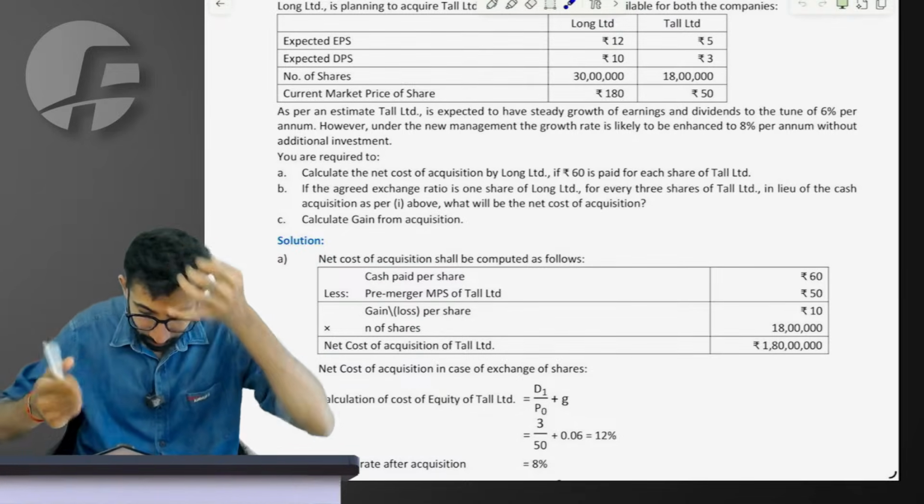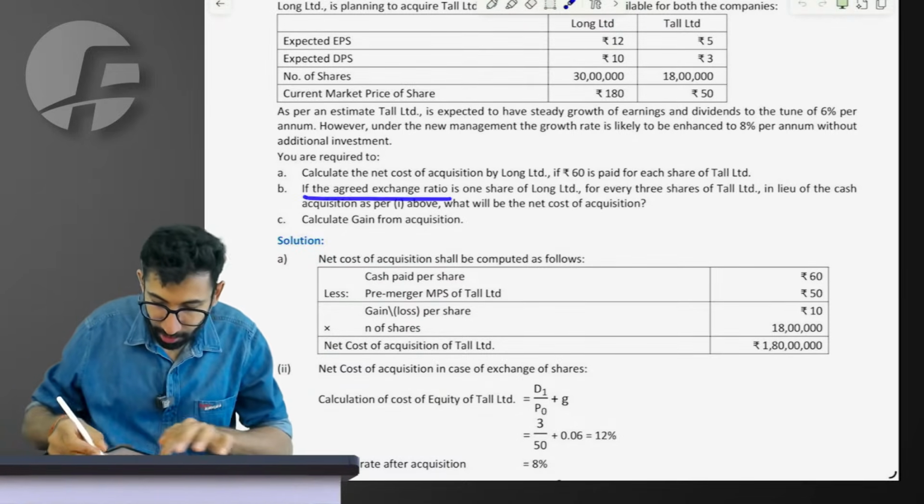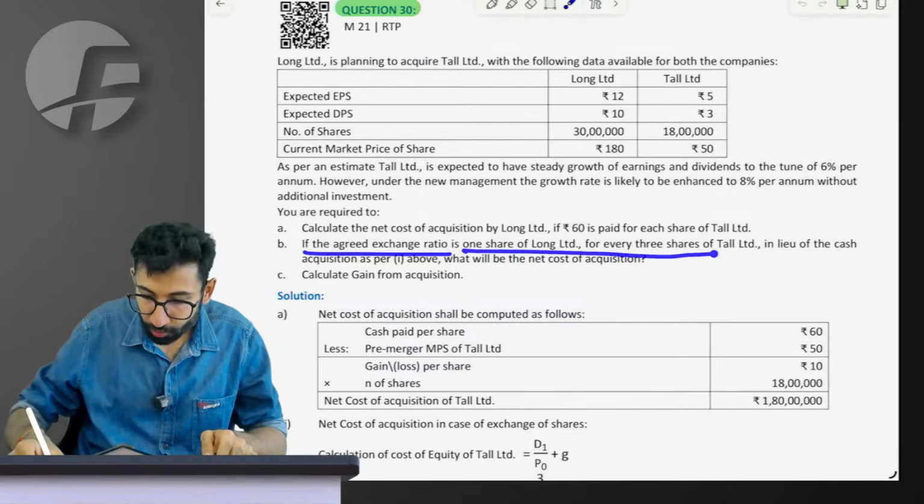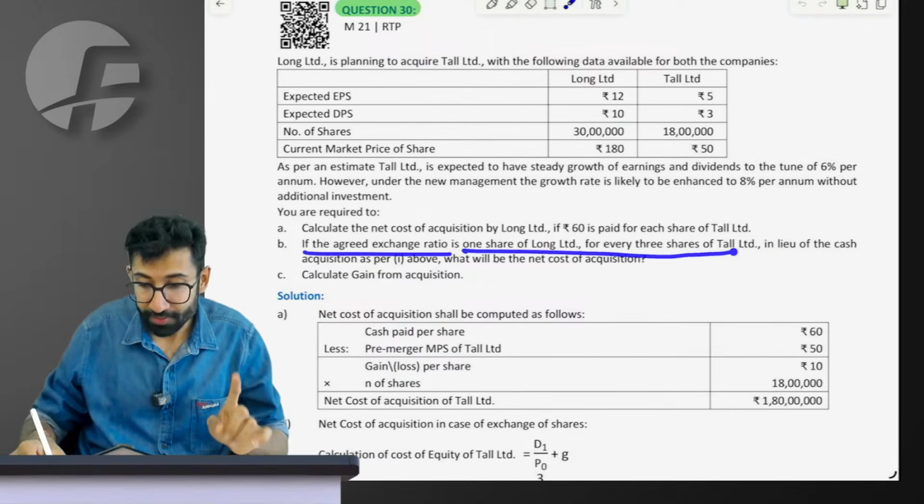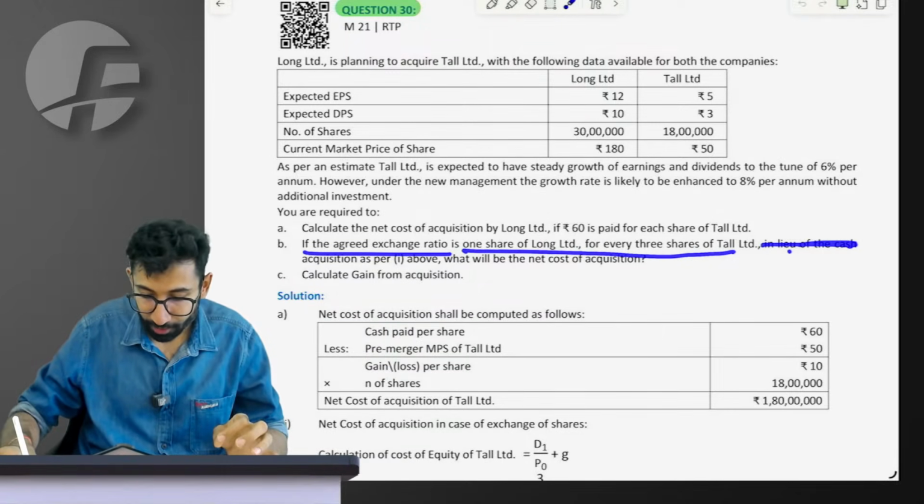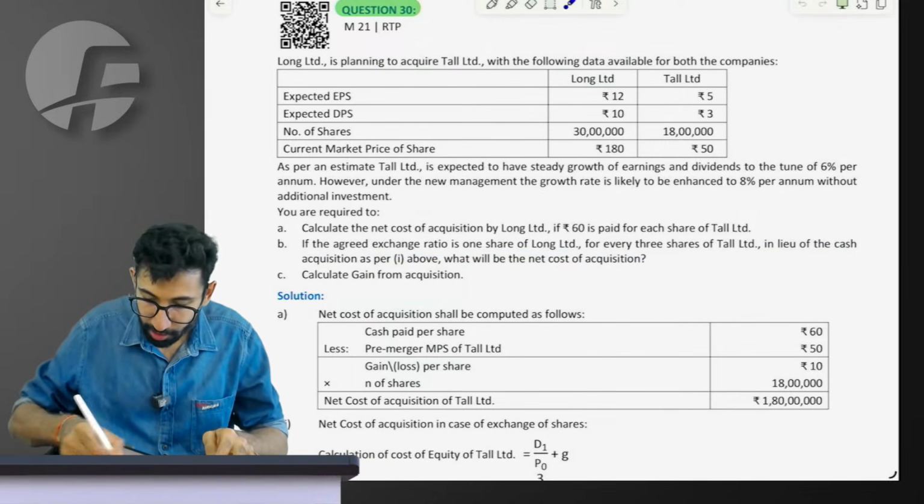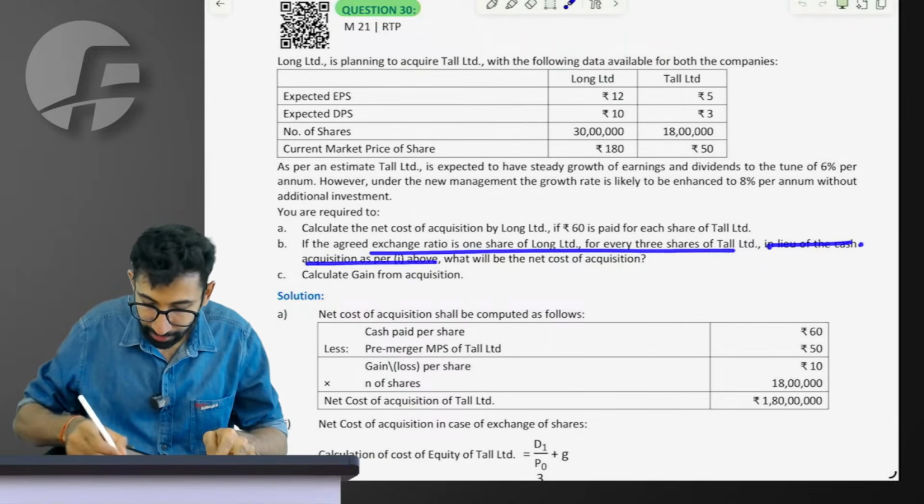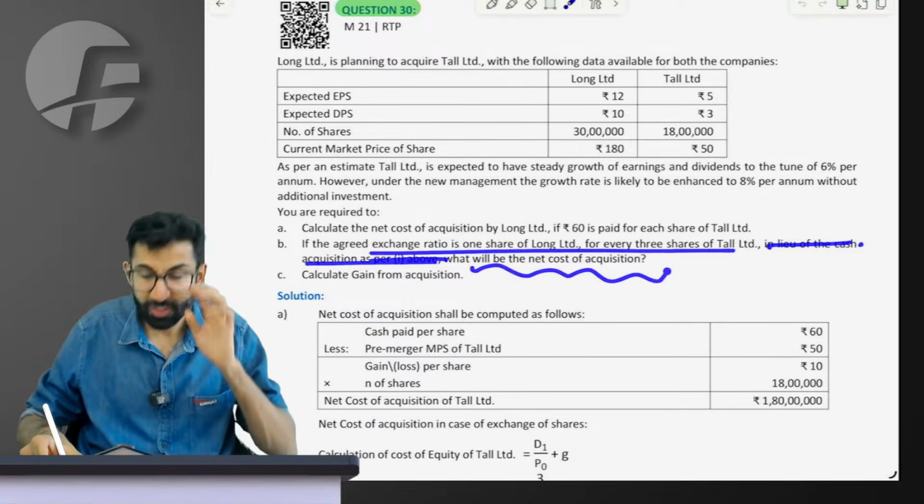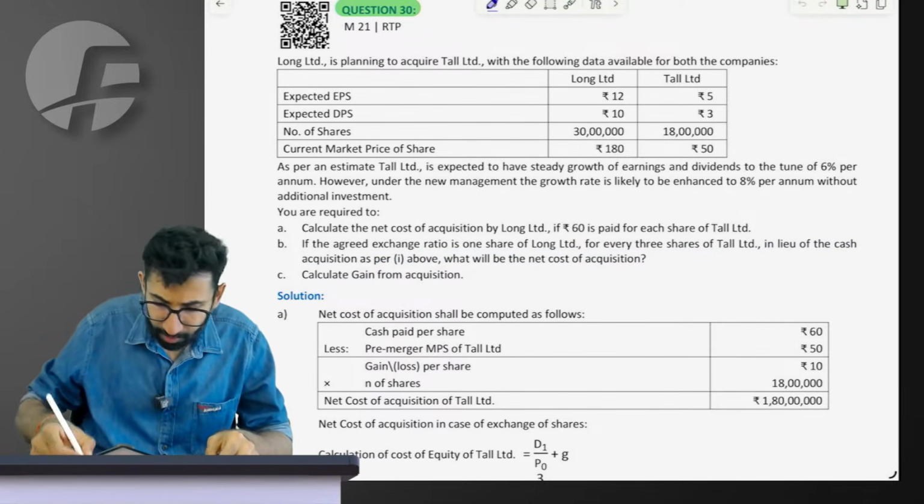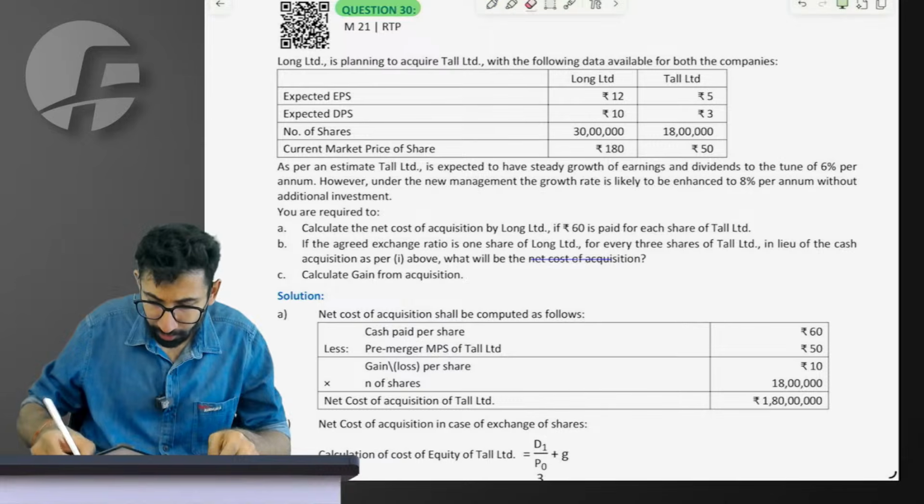So let's say the agreed exchange ratio is 1 is to 3. Ignore this line. What will be the net cost of acquisition if the exchange ratio is 1 is to 3? For now, please change the question, change what they are asking.